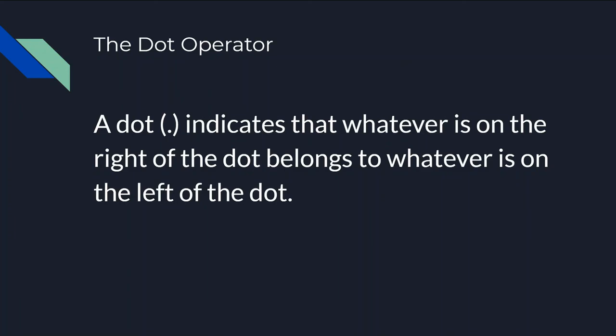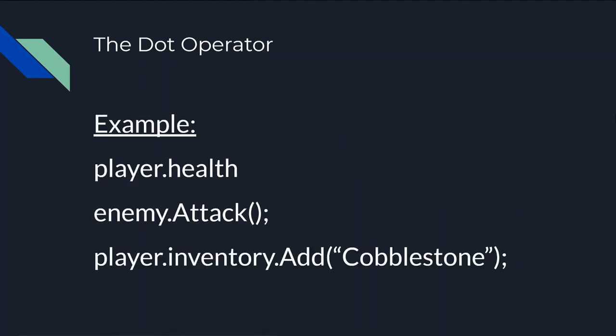The last thing I want to talk about is the dot operator. A dot indicates that whatever is on the right of the dot belongs to whatever is on the left of the dot. How the dot operator is used, first example is I have a player and that player has health. So if I wanted to do something with the player's health, I would say player.health. Another one would be an enemy attack. I have an enemy and that enemy has an ability called attack.